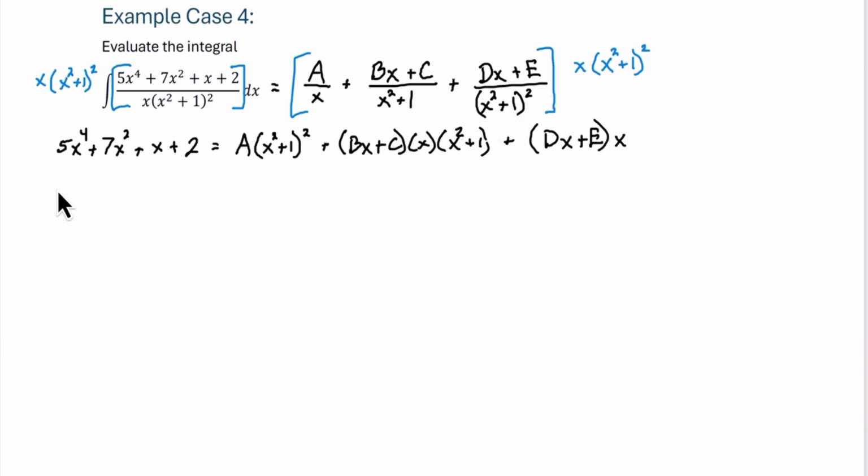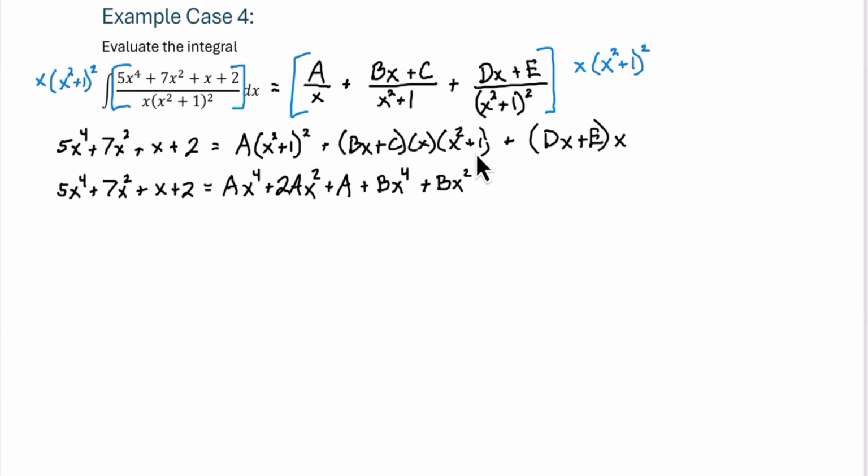Now we want to clean all of this up so that we can eventually equate coefficients. For now, we'll just copy the left side of the equation. And now multiply a times, we'll need to square the binomial. That will give us ax to the fourth plus 2ax squared plus a. Then distribute bx with x and x squared. That is bx to the fourth. Distribute bx with x and 1.